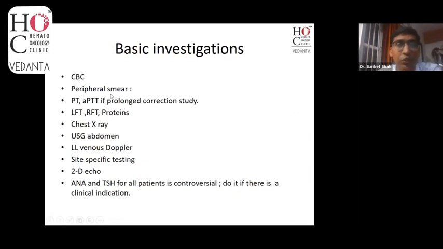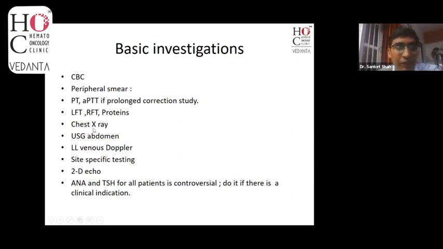Basic investigations which we should do in all the patients. CBC for seeing abnormal cells, or a low platelet, high platelet, essential thrombocythemia and MPN features. Peripheral smear for the same as well as for abnormal blast cells. PT, APTT. If prolonged, you also do the correction study. LFT, RFT, and proteins. Protein is particularly important to identify whether the patient has any protein-losing disease.